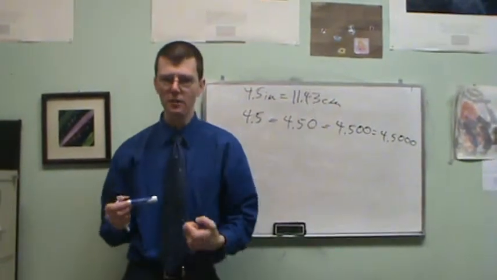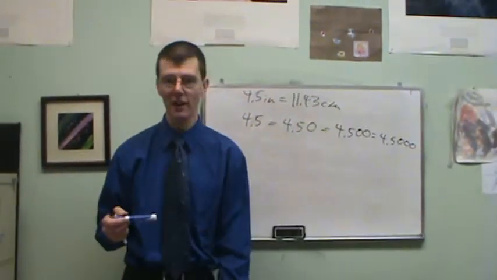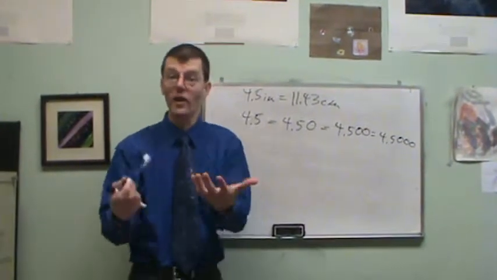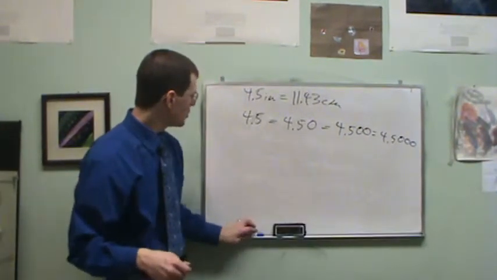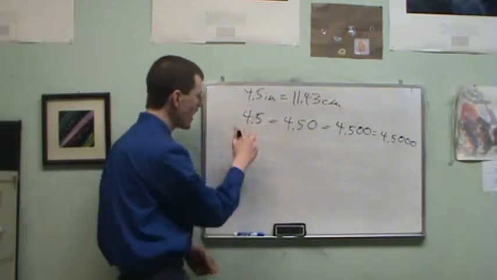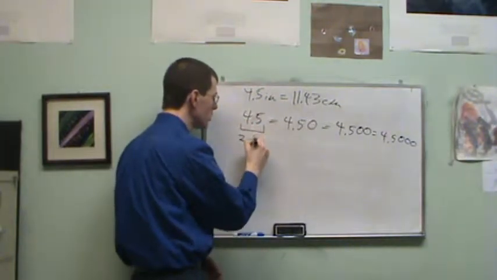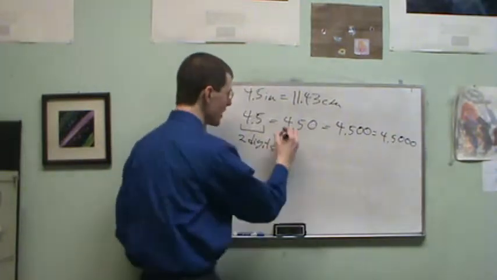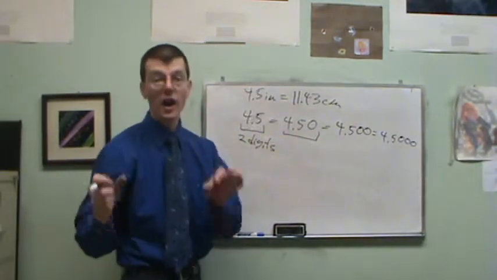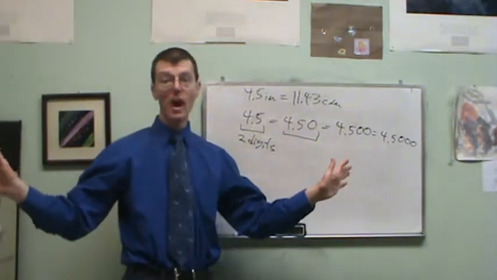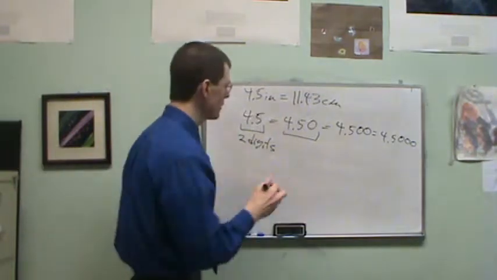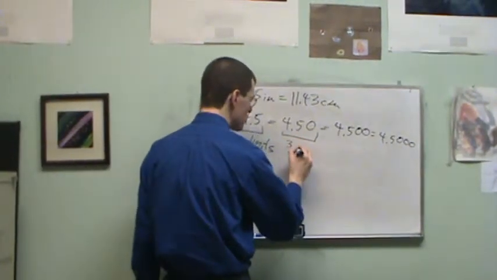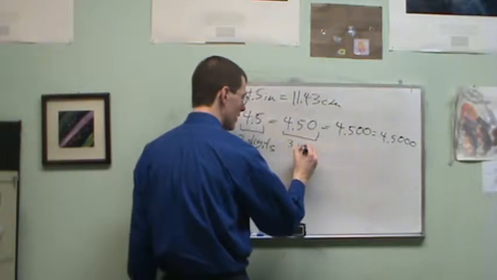I'm close to it: 4.5. It's closer to 4.5 than it is to 4.6 or 4.4. That's the true statement, so I write 4.5. That means I have two digits of precision. If I wrote, scientifically, 4.50, mathematically that's the same number, but scientifically I've said something different. This is three digits, three significant figures.